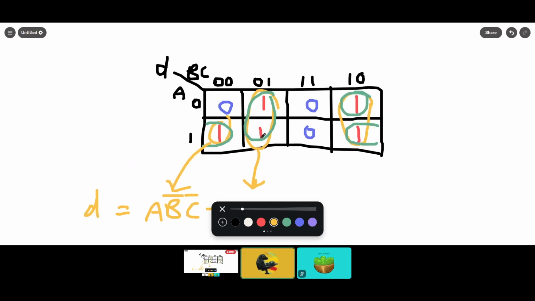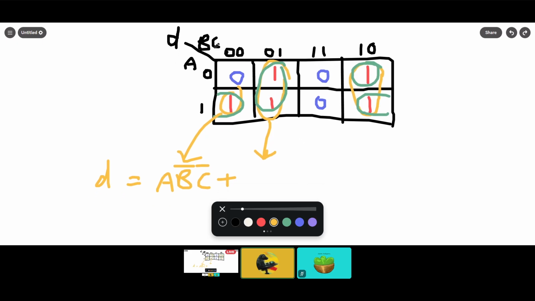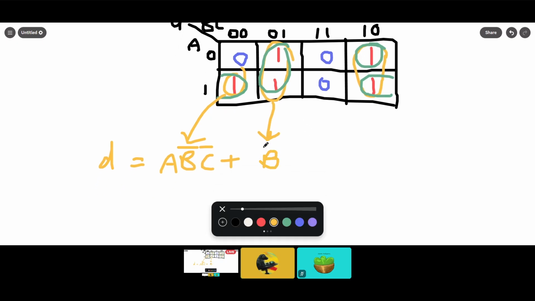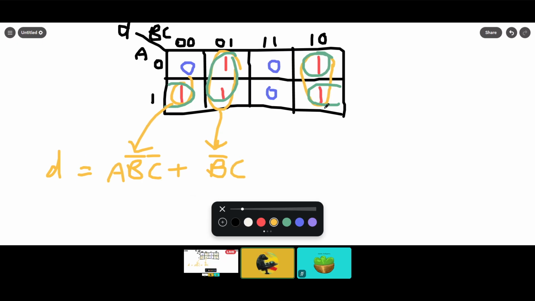In this case, we can visually see that A is fluctuating between 0 and 1, and in both cases, regardless of what A is, the output is still 1. So we know that A is useless, we kill A. Then we just write down what the expression should be for B and C. Remember, when B is 0, we bar. When C is 1, we don't bar. That's it. Now let's look at this last group.